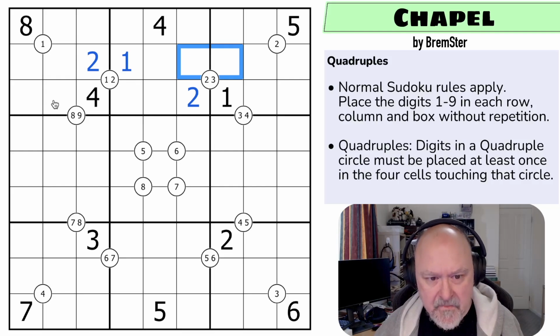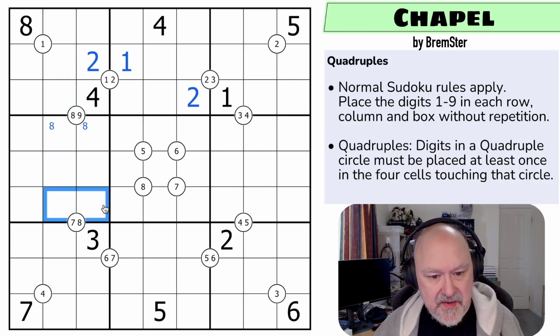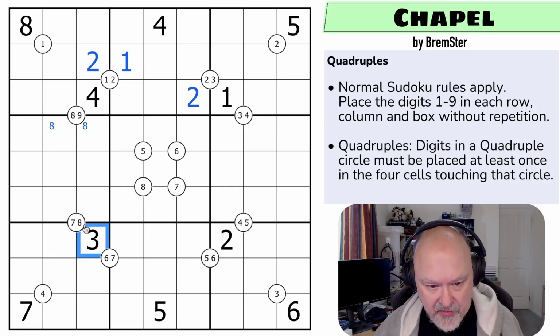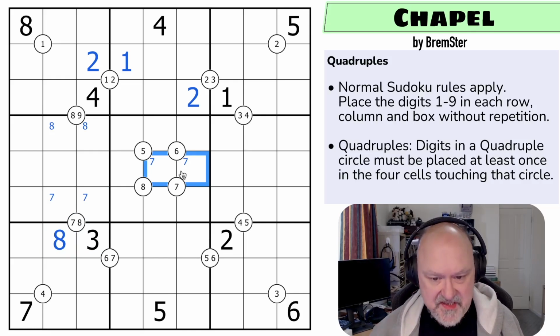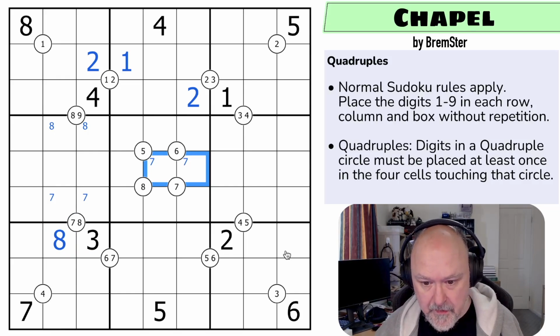Okay. 8 can't be here, so 8 is in one of those 2, which means 8 can't be in either of those 2, but I need 8 in one of those 4, so 8's not in any of those, so this becomes an 8, which puts 7 in one of those 2, which means 7 isn't in either of those 2, and 7 is in one of those 2. This is chasing digits around the quadruples. That's okay, I don't mind doing that, that's fun. 5 isn't in any of those 2, so this is a 5.